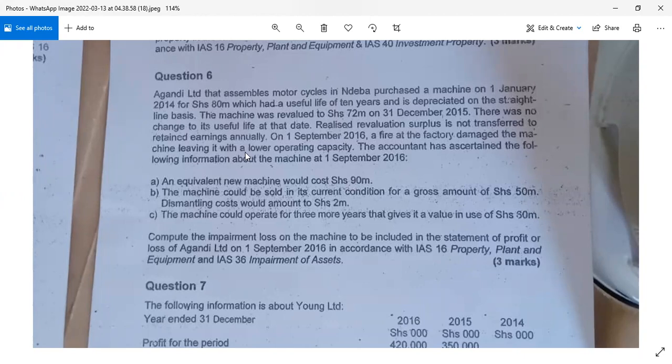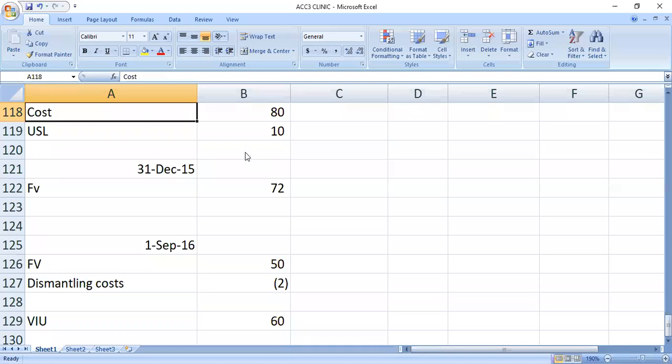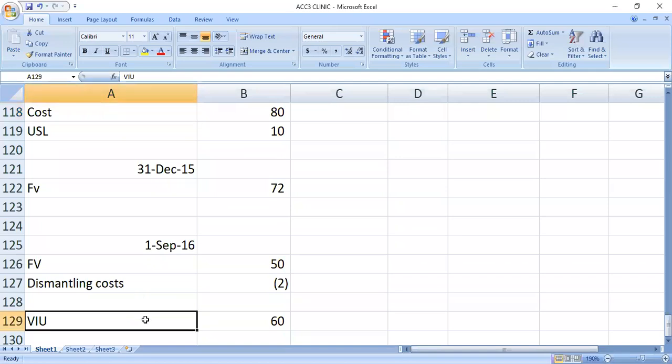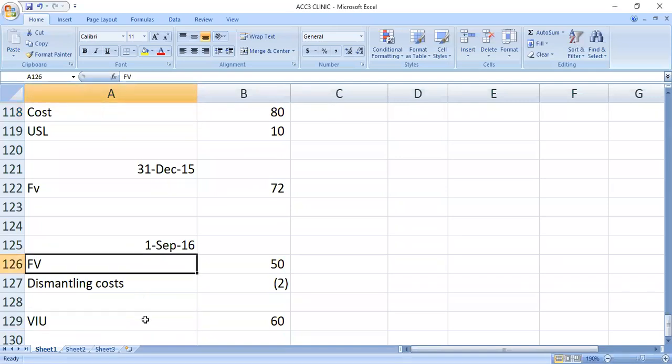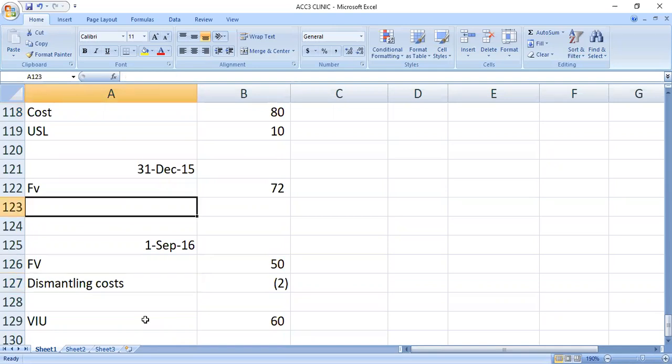So allow me to take you back to my worksheet. I already spent some quality time on this, just trying to pull out the information. I also thought it was 80, but having taken a close look, it is actually 60. So it's 60.